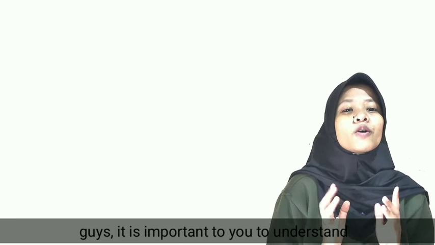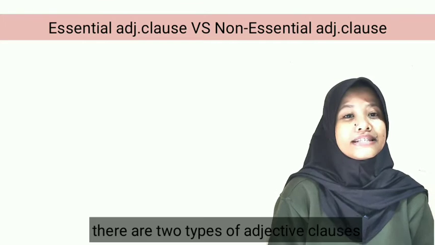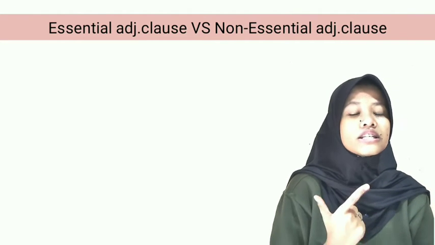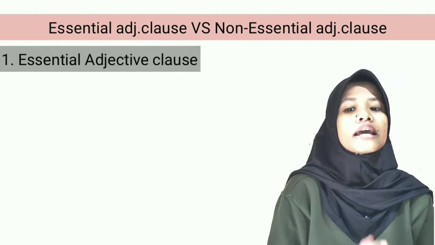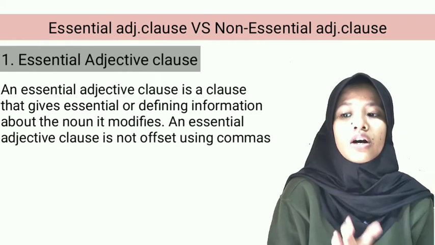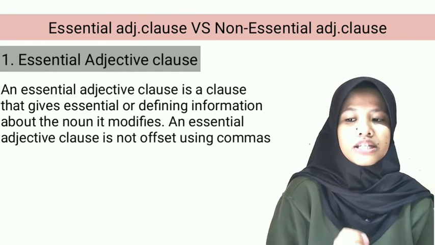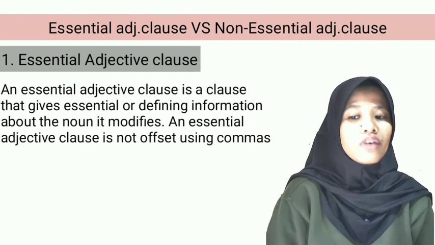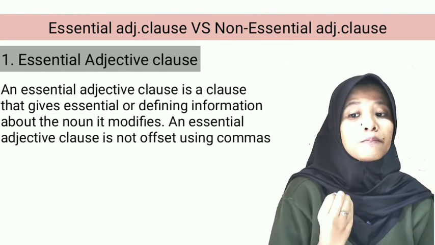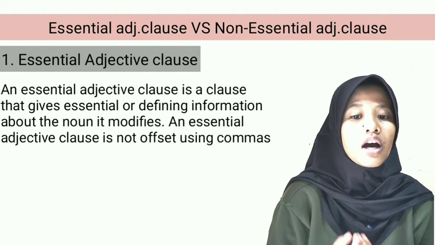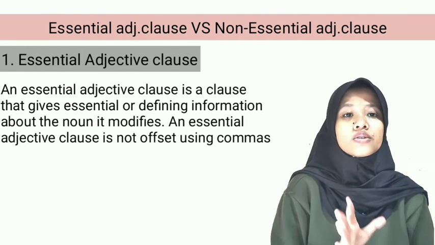Guys, it is important for you to understand there are 2 types of adjective clauses: essential adjective clauses and non-essential adjective clauses. The first one is the essential adjective clause. It is a clause that gives essential or defining information about the noun it modifies. The information it gives is necessary to find out the noun. The information that an essential adjective clause gives is important. It's vital to identify the noun it modifies. An essential adjective clause is not offset using commas.